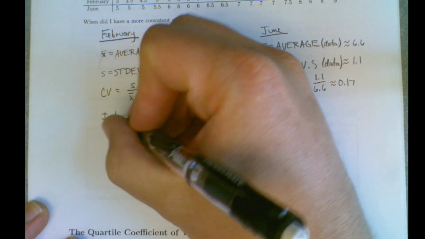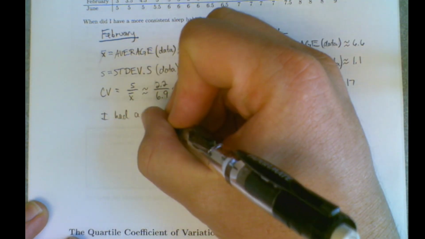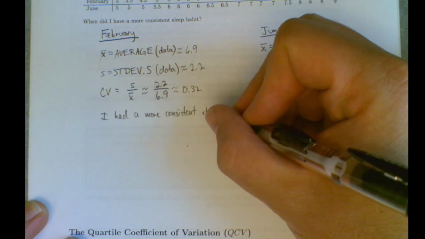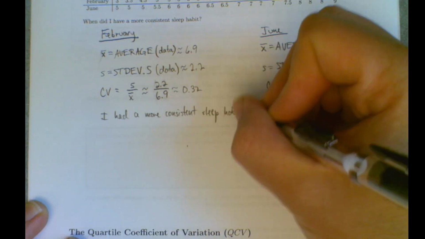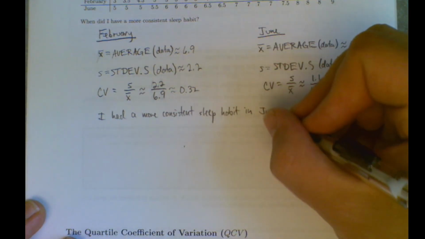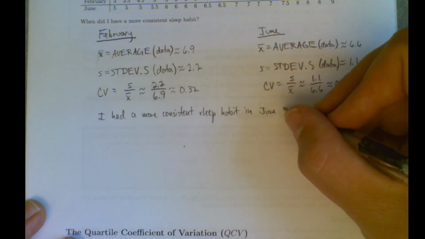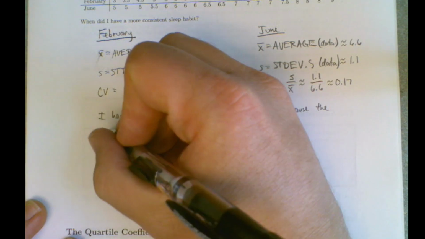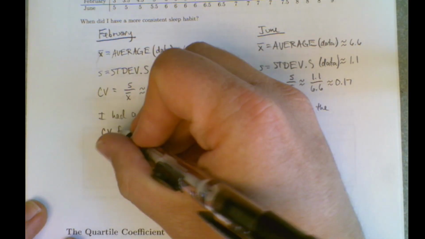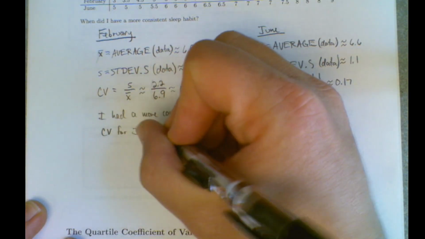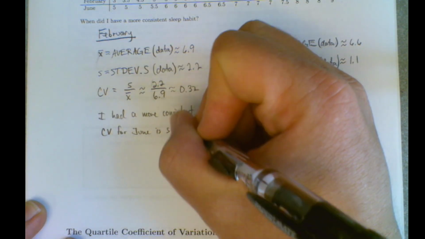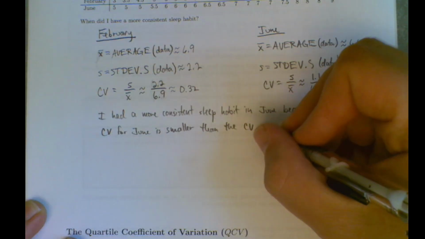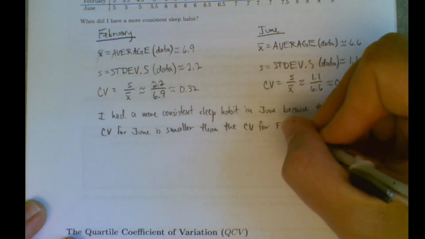So I had a more consistent sleep habit in June, because the coefficient of variation for June is smaller than the coefficient of variation for February.